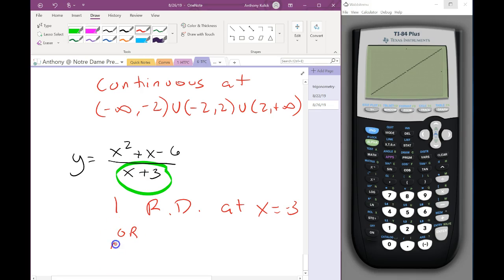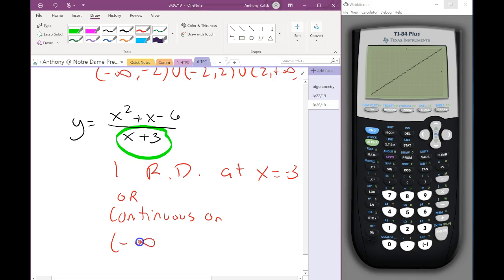Or I could say the graph was continuous on the interval -infinity to -3, and then -3 to positive infinity. Again, it's conveying the same information. It would depend on what kind of question you were asked on how you'd want to answer something like that.